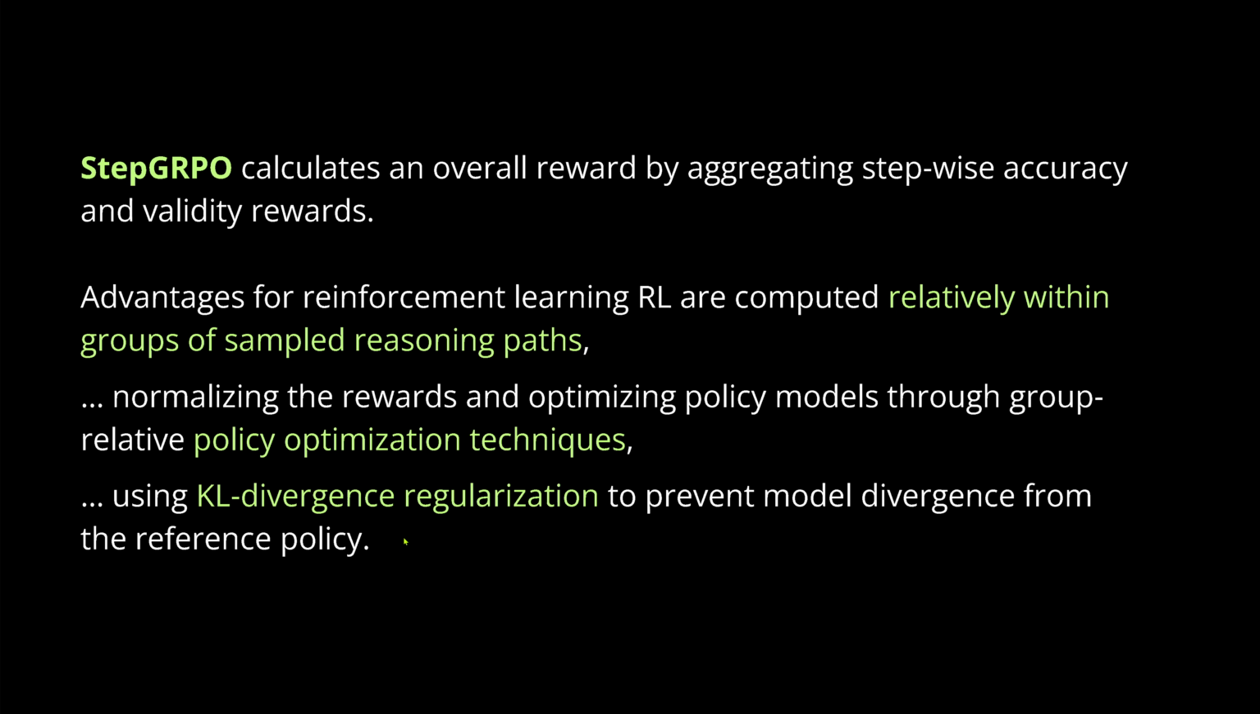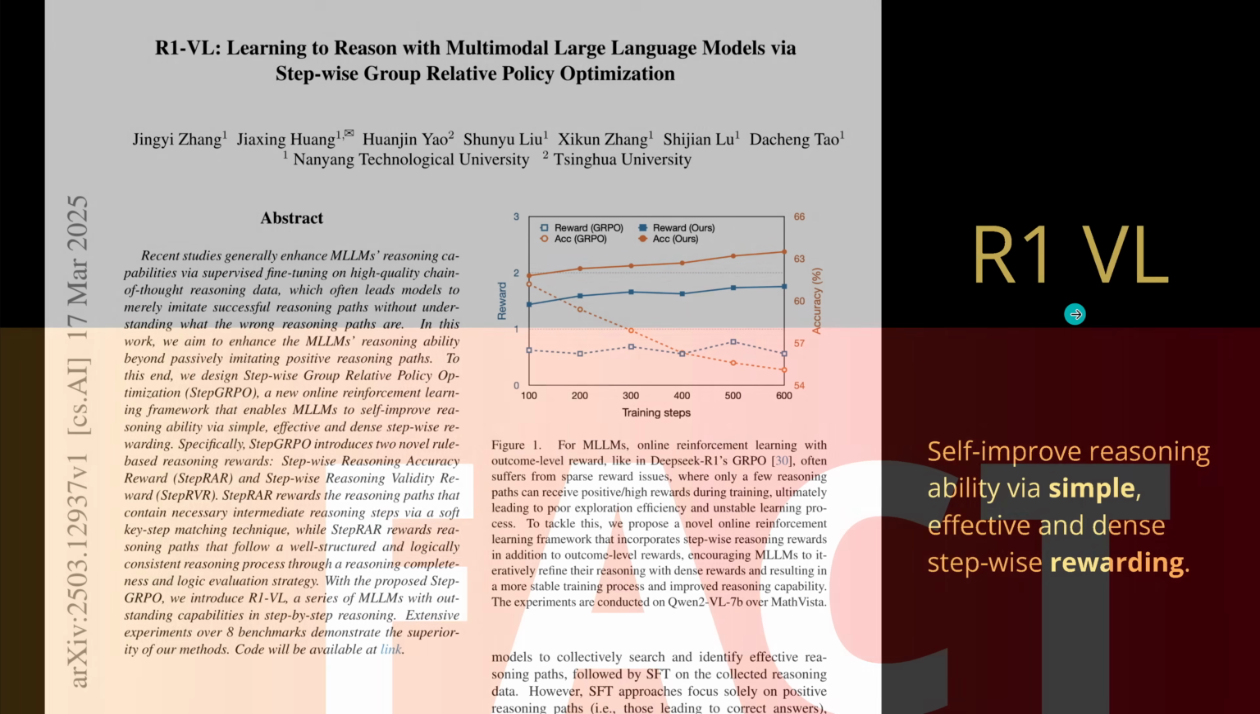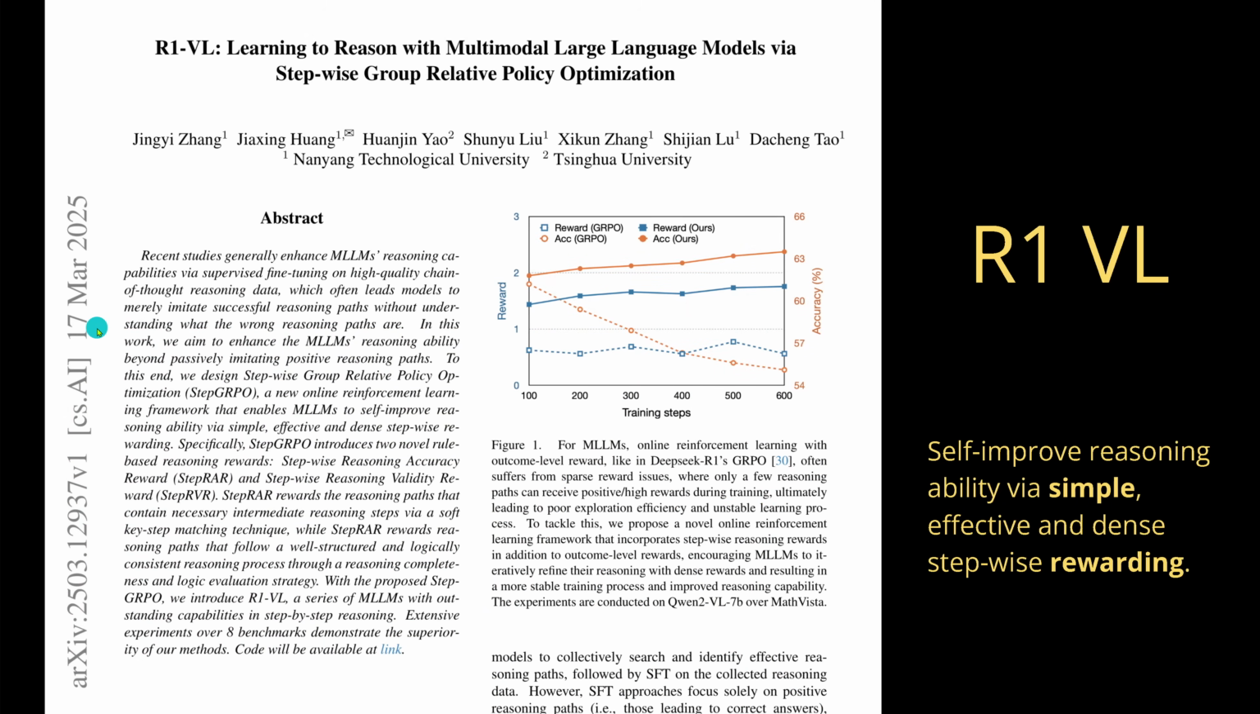And you know this, no? The difference between drifting a probability distribution, a good old friend, Kullback-Leibler. So that's it. Let's go to the facts. Here's the study, March 17, 2025, from Nanyang Technological University and Tsinghua University. Hello to China. Beautiful paper. And here we have it: R1, learning to reason with multimodal large language model via stepwise group relative policy optimization.